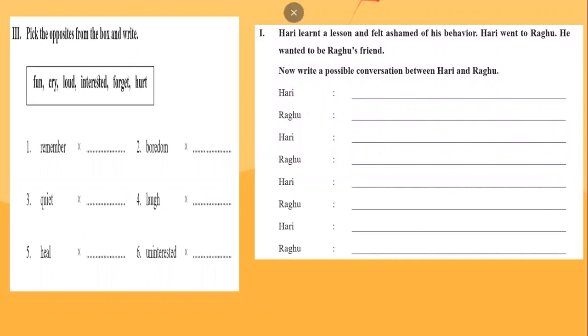Now what did Hari do? Hari went to Raghu. Okay, you remember Raghu, right? He was the person whom Hari was pinching in the beginning of this chapter. So he wanted to be Raghu's friend. Now he went to Raghu and he wanted to be Raghu's friend. Now write a possible conversation between Hari and Raghu. Okay. Today you just write this conversation. Tomorrow we'll talk about how to do the conversation right. Today just write what all dialogues you can write between Hari and Raghu. Hari now goes to Raghu and asks for friendship. Okay. Now just write this conversation.